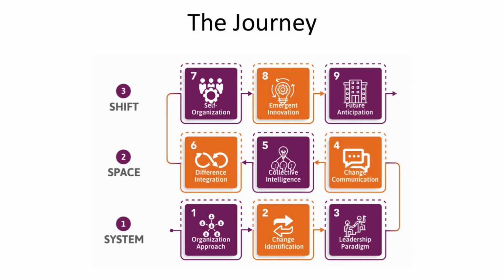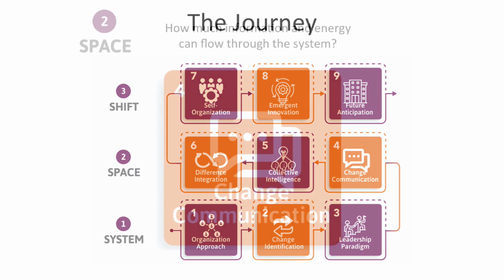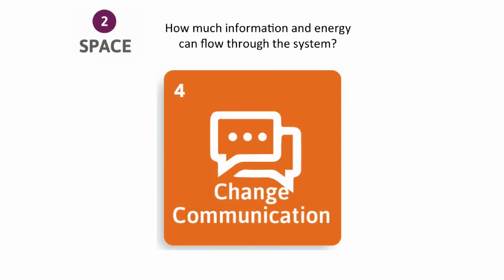Moving on to steps 4, 5, and 6, we go to the second phase in the framework. And step 4 is about change communication. And there the core question is, how much information and energy can flow freely throughout the system? And this has to do with, if one or more changes need to happen, then how quickly does the entire organization know, and how quickly does everyone in it have the right information to make the adjustments in their role or function?